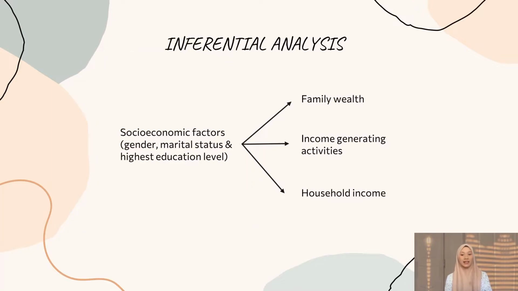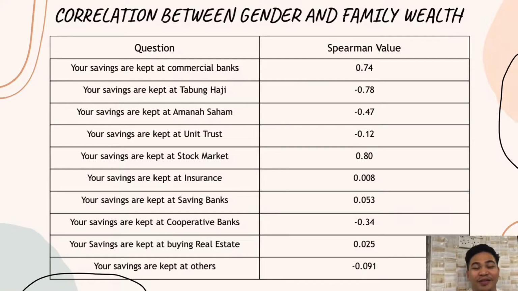Inferential analysis. Socioeconomic factors including gender, marital status, and highest education level are divided into 3, which are family wealth, income-generating activities, and household income. Correlation between gender and family wealth.